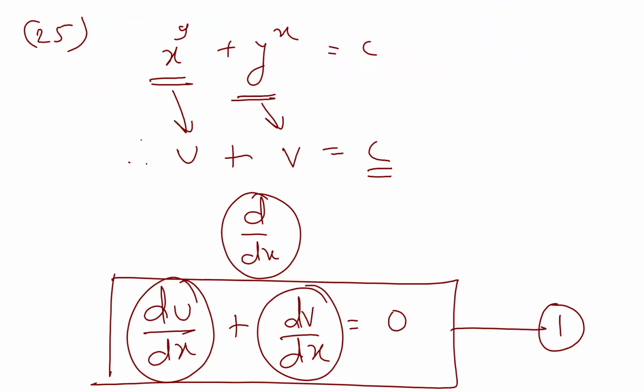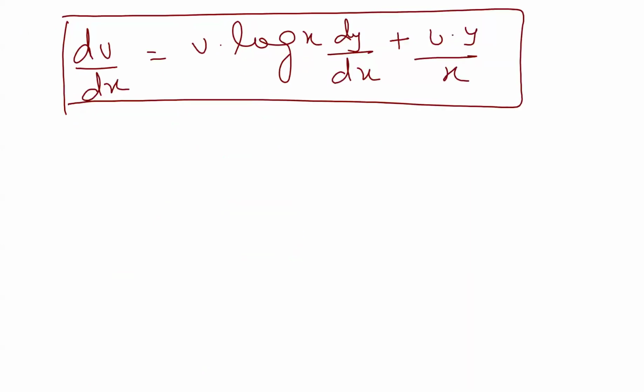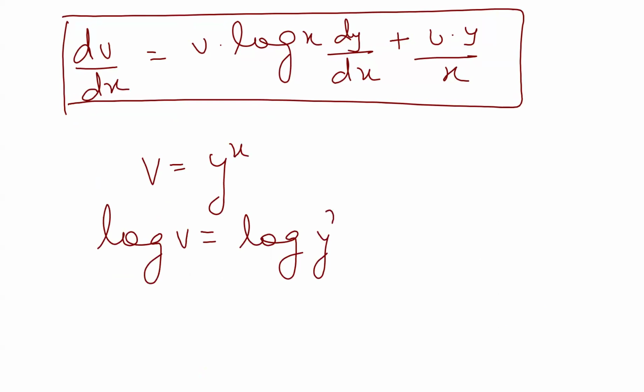Now our starting point should be v because we require dv by dx. Okay, so v is equal to y raised to x. We assume v as y raised to x. Taking log on both the sides because the right hand side is base with x and power with x. So log v is equal to x log y.